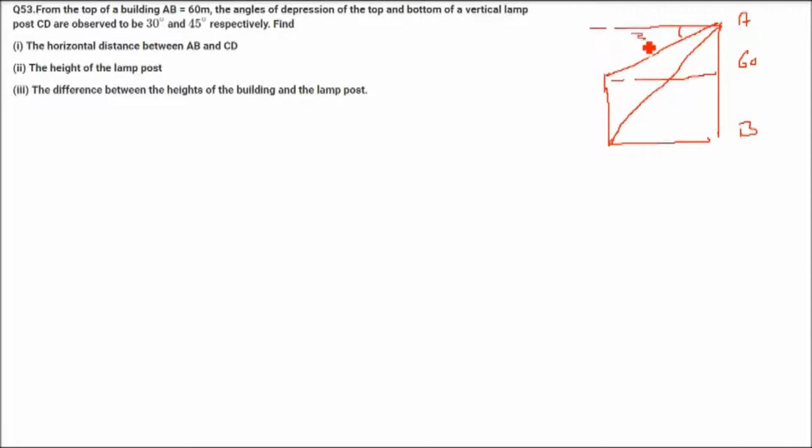So this angle is your 30 degree. So this will be 30 degree, and this hole will be 45 degree. So this will be 45 degree, right? This is AB and this is CD. So we have to find certain things.